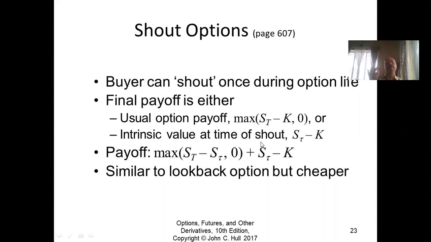You will get the maximum of these two things, which can be written like this: the maximum of ST minus S tau and 0, and of course S tau minus K. So this is the maximum of these two things here.